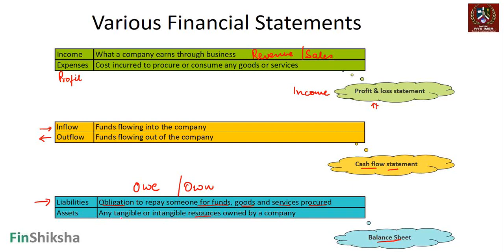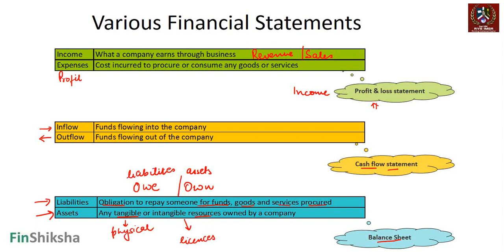These resources could be tangible meaning physical, that we can touch and feel, something like a building or raw material, etc. Or intangible could be things like licenses, right? I can go and buy a license for running a radio station in India, and that's a license. These parts are known as assets. In other words, you owe your liabilities and you own your assets, and that's the construct of what is the balance sheet about. Now we will look at more details about how these three become important and what is the linkage of these three in due course of time.